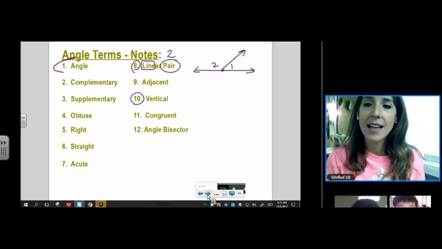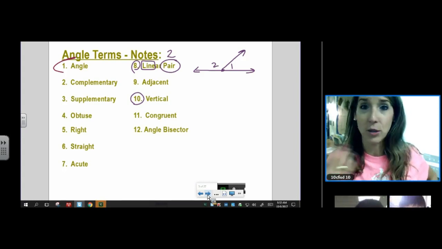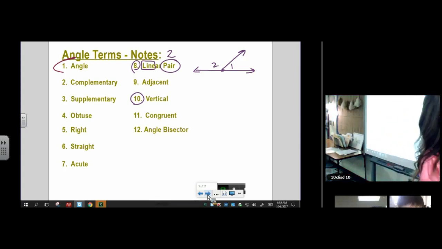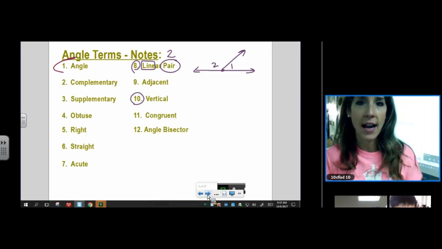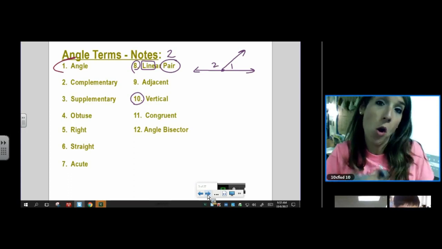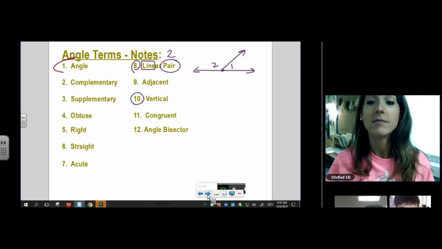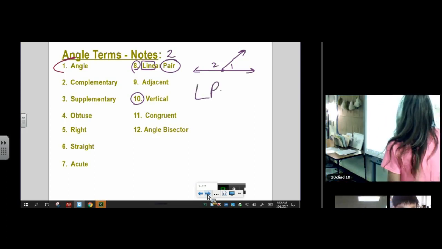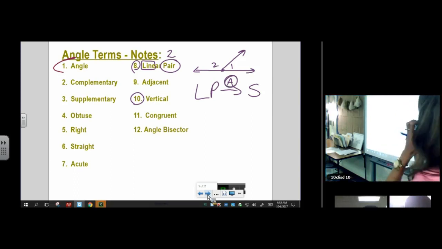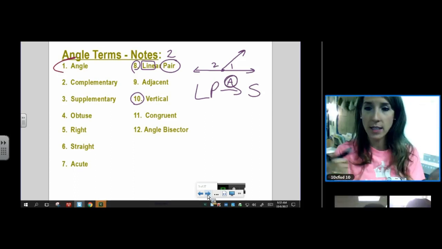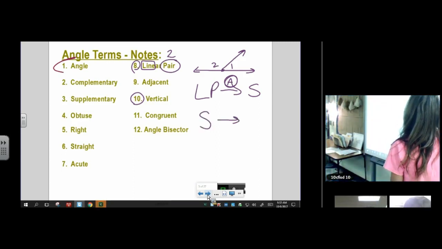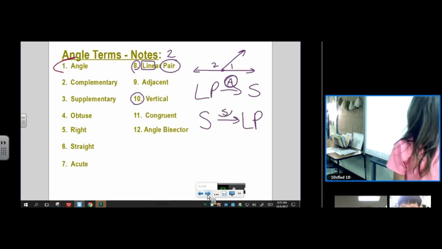So someone said, is linear pair the same as supplementary? And that was a great connection to make on day 1 of the unit. Now, linear pair, because they make a line, are linear pair angles always going to be supplementary? Yes. So a linear pair will always be supplementary. I'm going to put an A for always. But it doesn't work the opposite way. Supplementary angles will only sometimes be a linear pair.